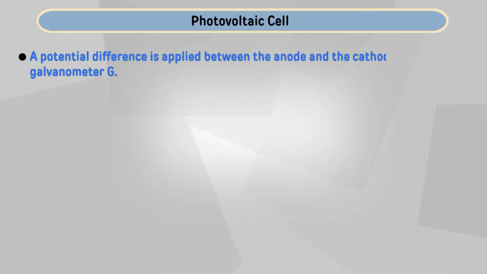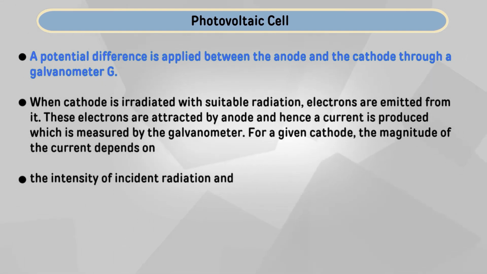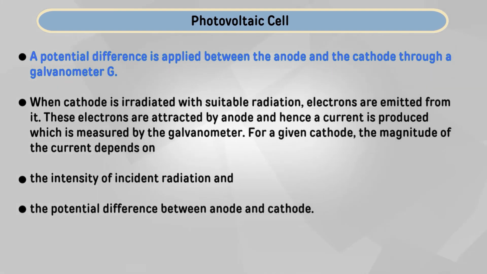A potential difference is applied between the anode and the cathode through the galvanometer G. When the cathode is irradiated with suitable radiation, electrons are emitted from it. These electrons are attracted by the anode, and hence a current is produced, which is measured by the galvanometer. For a given cathode, the magnitude of current depends on two parameters: first, the intensity of light incident on the cathode, and second, the potential difference between anode and cathode.